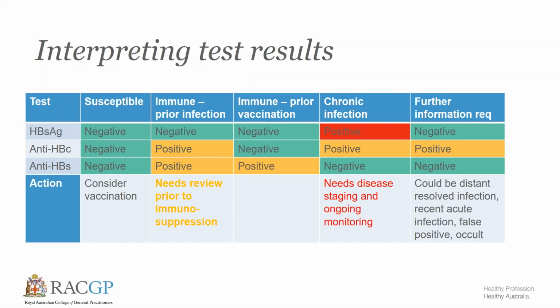And then the fifth column is a bit confusing, where there's just a core antibody but no surface antigen or surface antibody. That might be a recent infection, might be a false positive, it could be an occult infection, and that one is a bit more complicated and we won't have time to discuss that tonight, but there may be some clinical context that helps you to interpret it, or you may need to seek specialist advice about those patients.